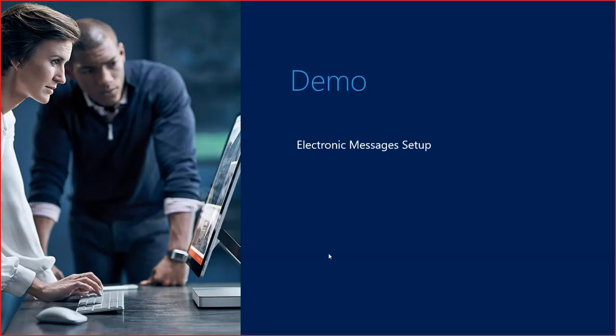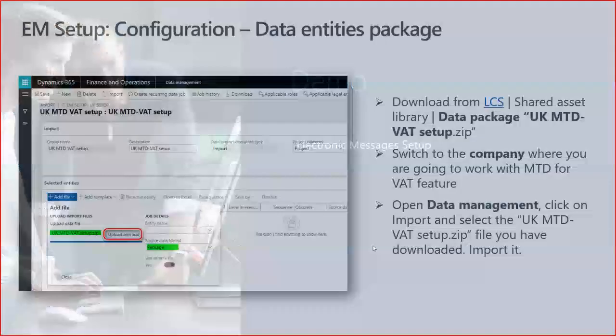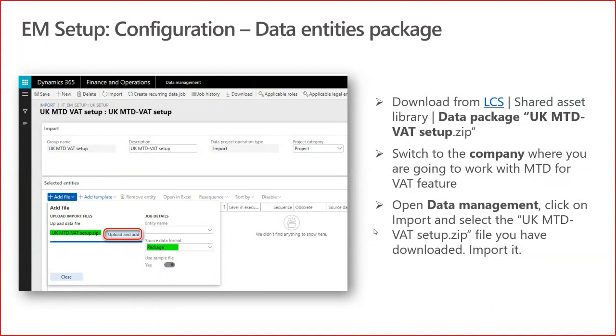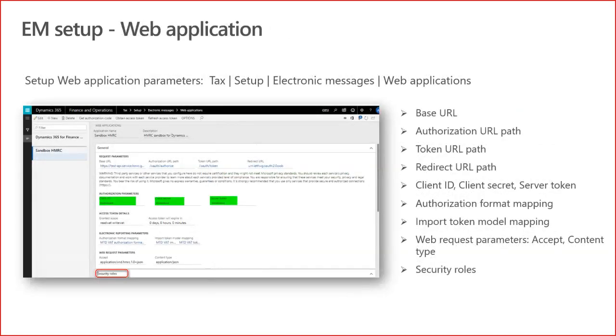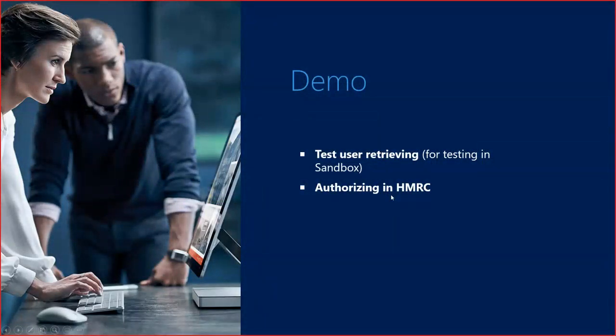Well, we are done with the demo of setup, and we may quickly review that. For now, we know how to import the setup of electronic messages and why it is recommended to do so, how to define the settlement period for reporting of VAT return, and how to define security groups to restrict access to electronic messaging processing and the access token of the web application.